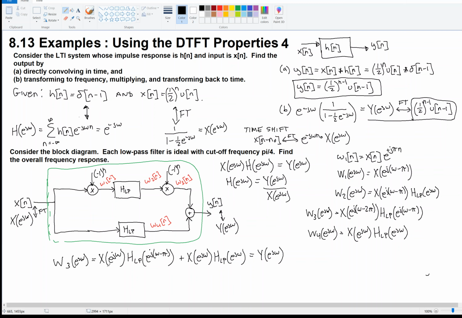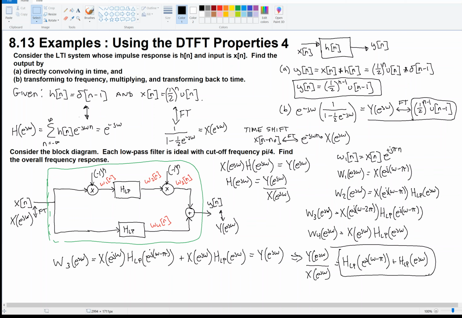Right? So now I can take X, factor it out, divide by X and get the ratio of Y to X. Again, factor out X, divide by X, it looks like it's the low pass filter shifted in frequency by pi plus the low pass filter. You say, okay, big deal. So this is the answer. Find the overall frequency response. There it is. So big deal, right?